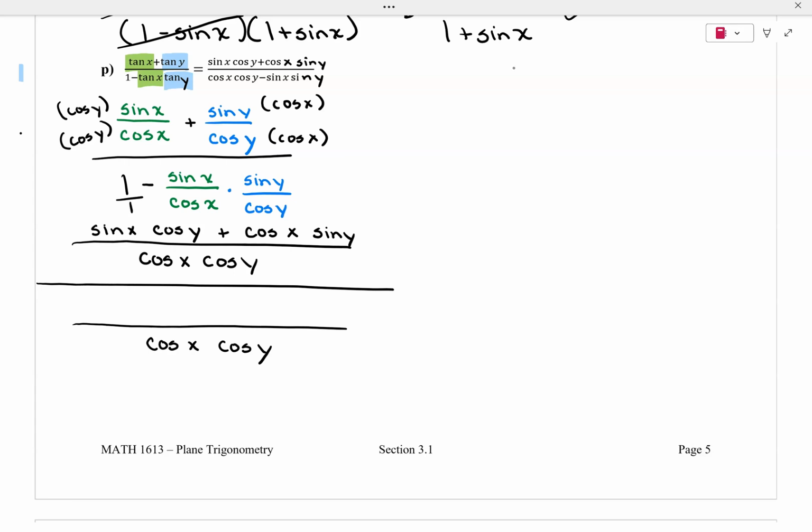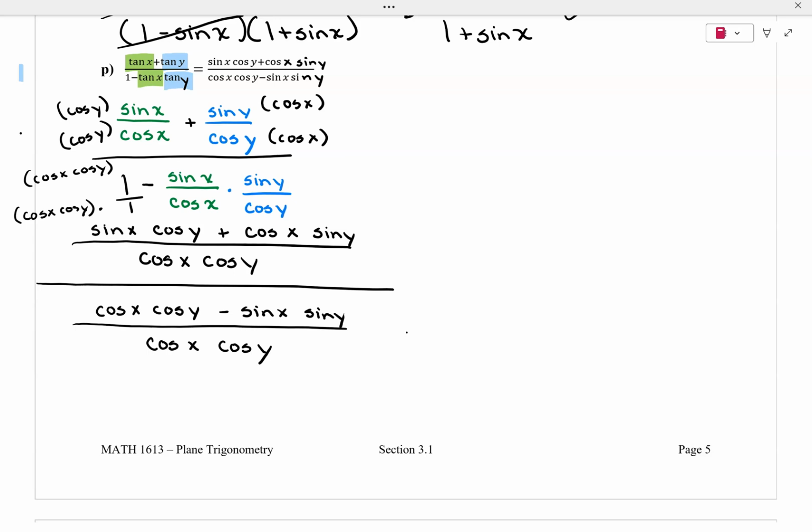So remember, this is understood to be over 1. So we're going to have to multiply by cosine of x cosine of y. What you do to the bottom, you do to the top. So this is going to be cosine x cosine y minus sine of x times sine of y.